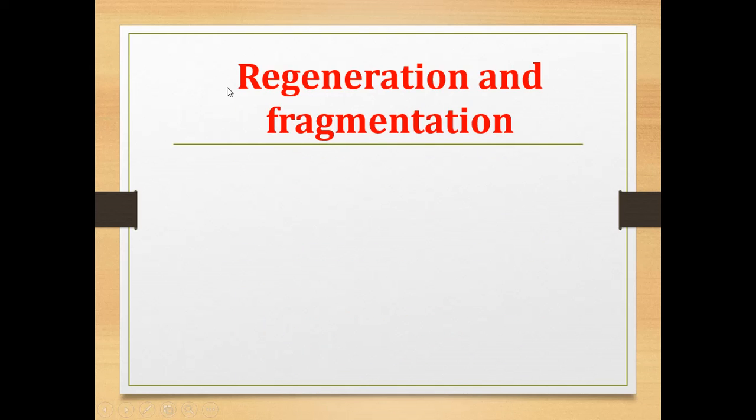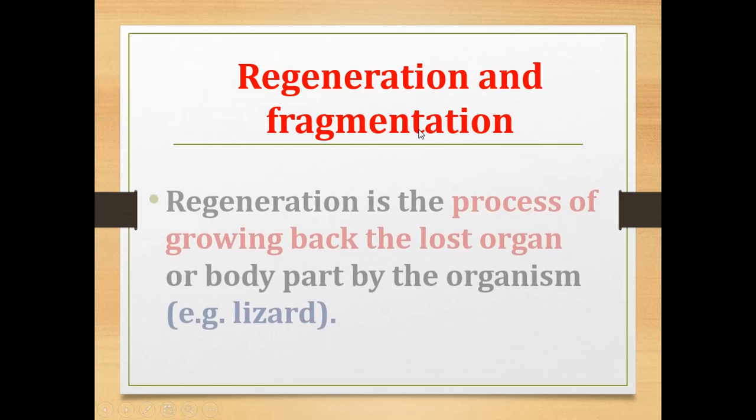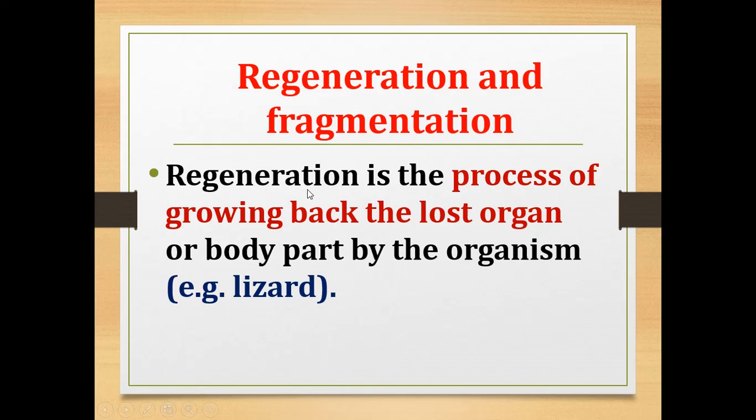Now, the next method of asexual reproduction is regeneration and fragmentation. First of all, we will see regeneration. Regeneration is the process of growing back the lost organ or body part by the organism. In some organisms, if they lose an organ or any body part, it can grow back. That process is called regeneration. For example, we can see this in lizards.